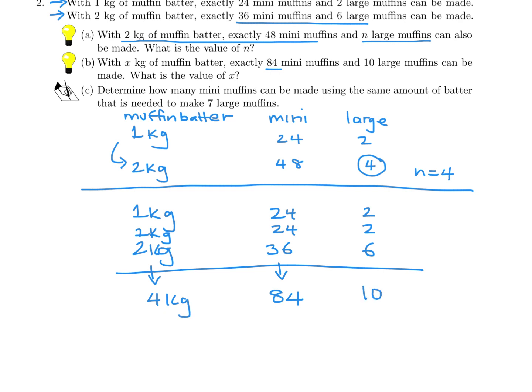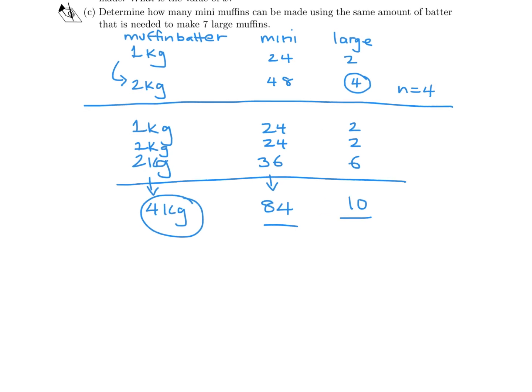So what are they asking for? Oh, they're asking for how much muffin batter. Okay, so 4 kg of muffin batter to get 84 and 10. Yep, okay, and we're moving right along to C.